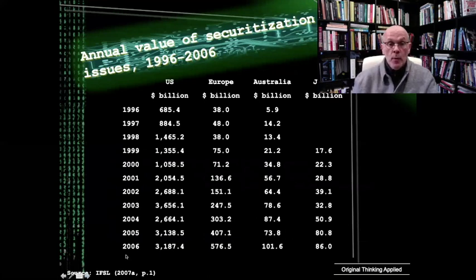And just to underpin the point, you can see leading up to the crisis in 2007 how the growth in securitized issues goes up from 685 billion in 1996 to 3.1 trillion in 2006, and that's replicated all over the place as well. It's worth pointing out that the notion of the securitized notes that are being created is not just a uniquely American phenomenon. It was a global phenomenon.